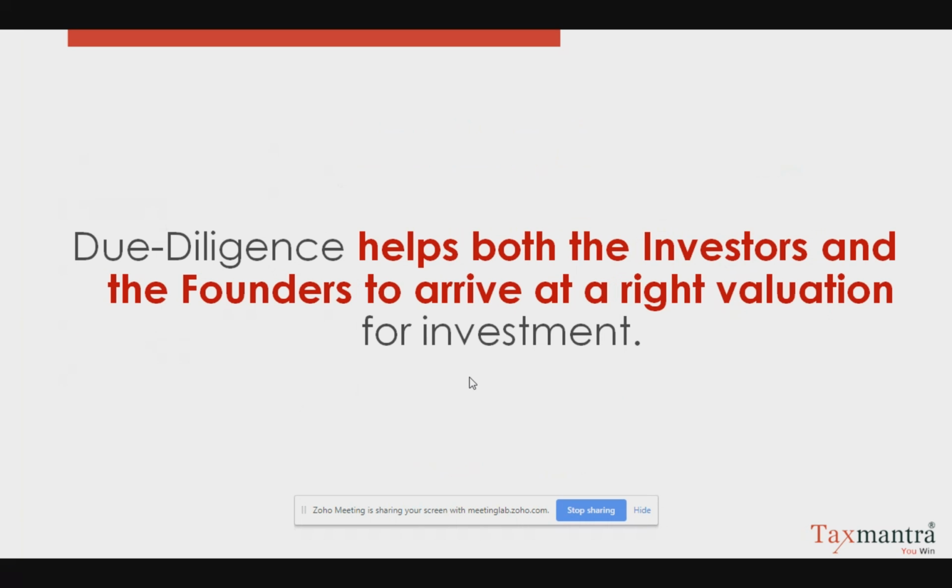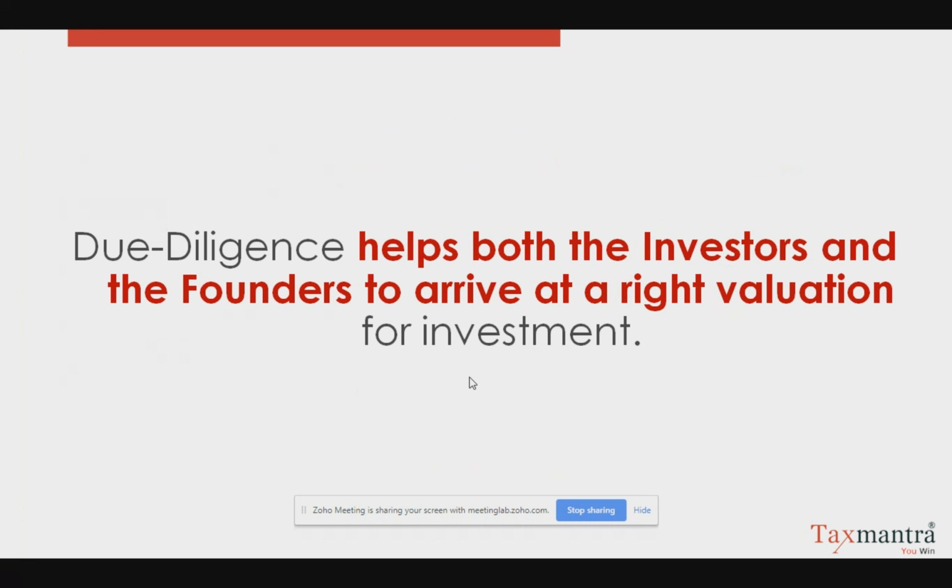Due diligence, this is another very important point. Due diligence helps both the investors and the founders to arrive at a right valuation for investment. So when there is an investment proposal from the investors, the founders and the investors both sit and decide together what should be the right valuation. So this due diligence helps both the investors and the founders to negotiate the right valuation.